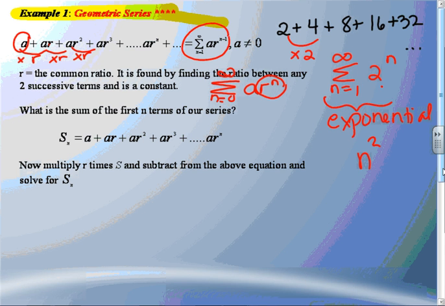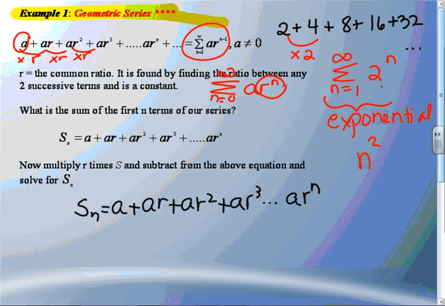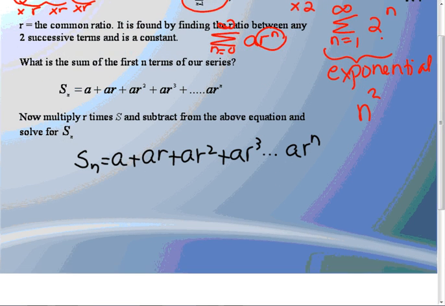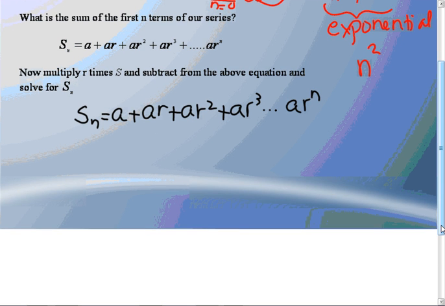Okay, so I'm going to rewrite this. Well, maybe right here. I want to find out what the sum of the first n terms will be. So S sub n, and this is going to be a math trick, is equal to A plus AR plus AR squared plus AR cubed, and it's AR to the n. What I'm going to do is multiply this equation here by R. I'm going to prove a formula, and you're just going to know the formula. You don't have to prove it. So I'm going to take R times S sub n.